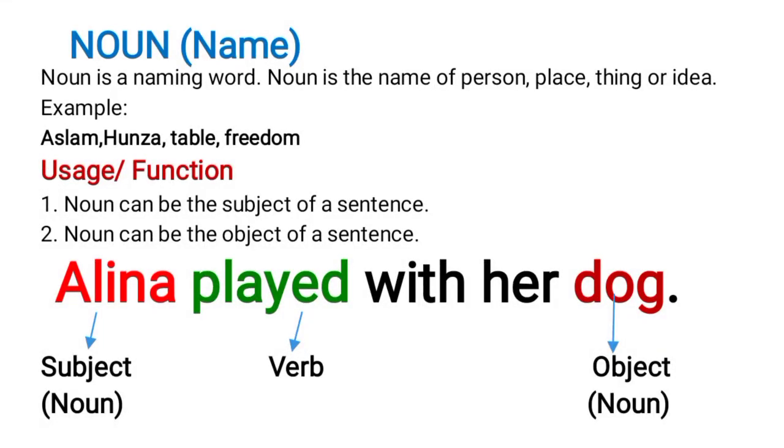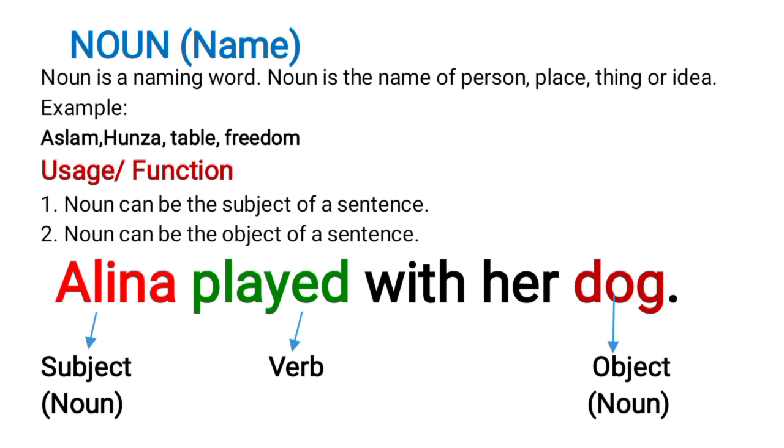Noun. Noun is a grammatical word for name. Noun is everywhere. Noun is a naming word. Noun is the name of a person, place, creature, thing, or idea. Example, Aslam. Aslam is a name. Hunza. Hunza is the name of a place. Table. Table is the name of a thing. Freedom. Freedom is an idea.